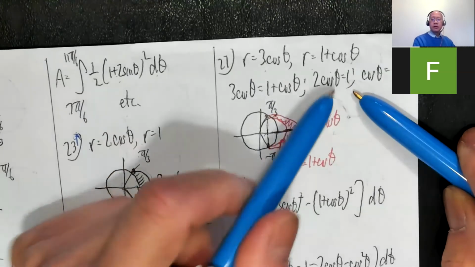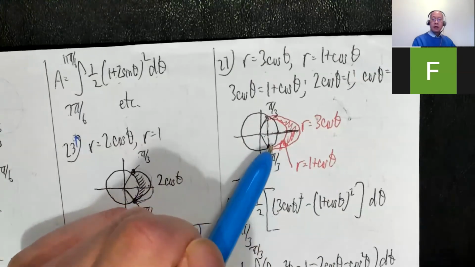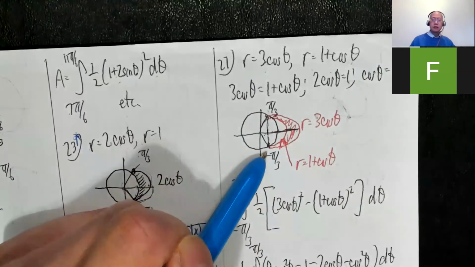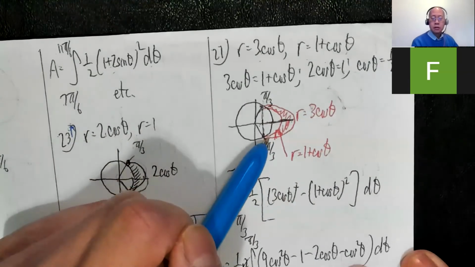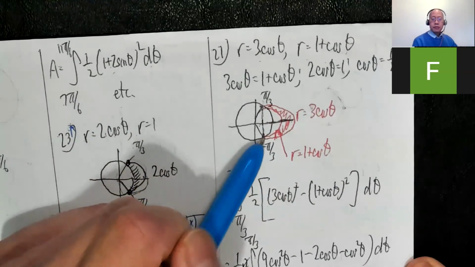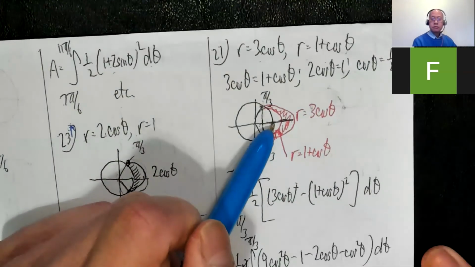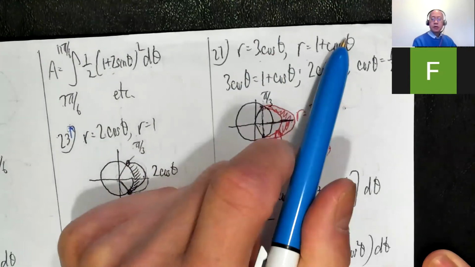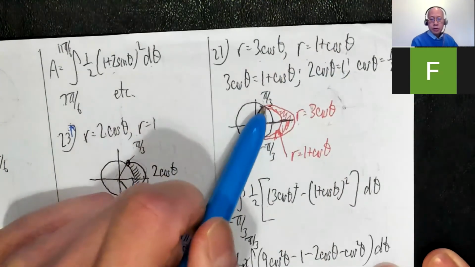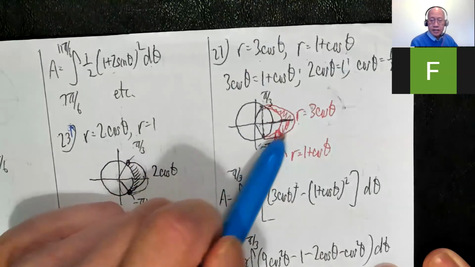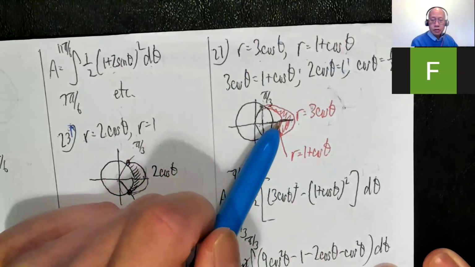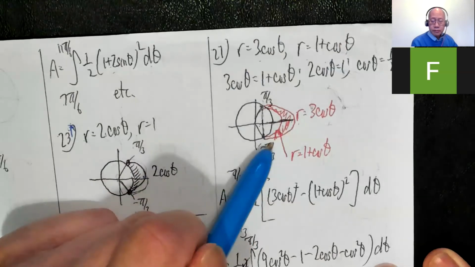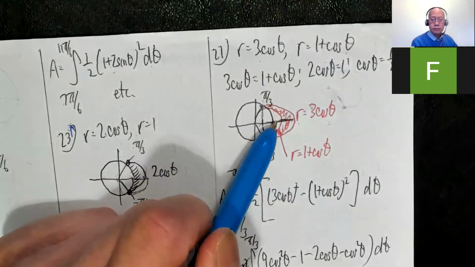So 2 cosine theta is 1, cosine theta is 1/2. Well, we already did that last time. That's π/3 and negative π/3. Pick a nice number between them, like 0. Put a 0 here, R is 3. Put a 0 here, R is 2. Okay, so 3 cosine theta is the outside one. 1 plus cosine theta is the inside one. So the area that I want is here, upper minus lower.